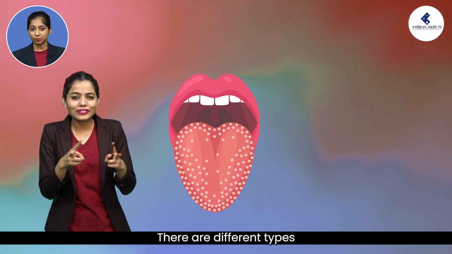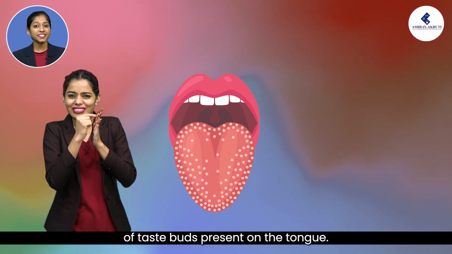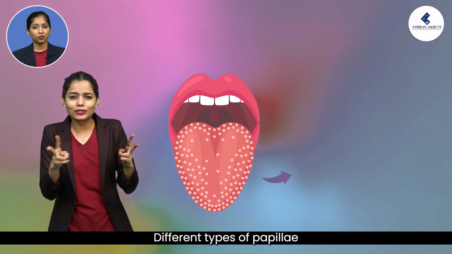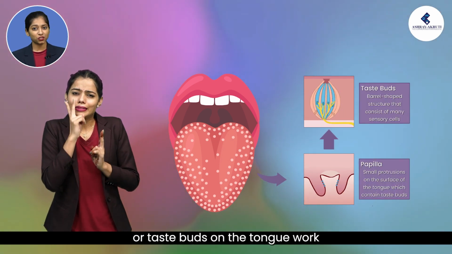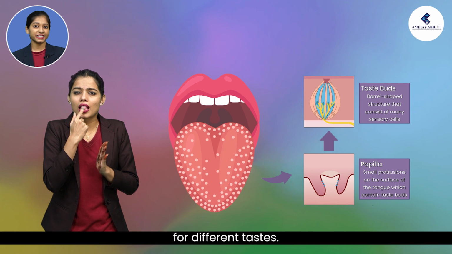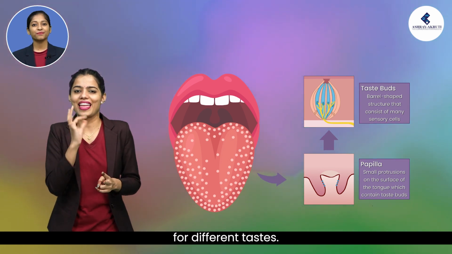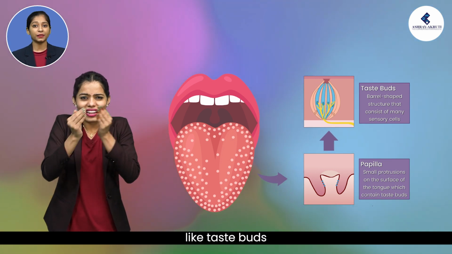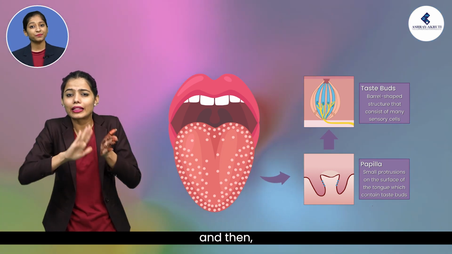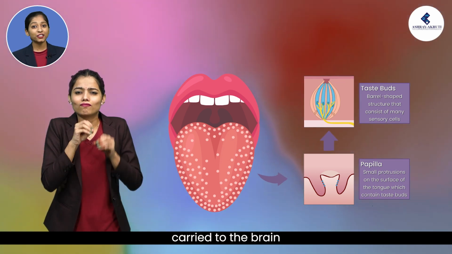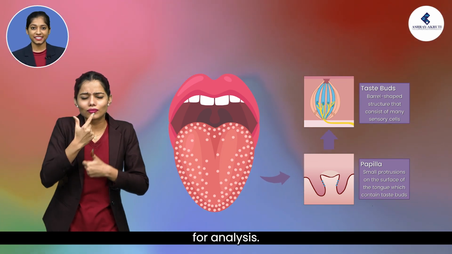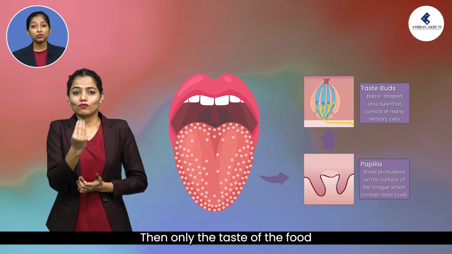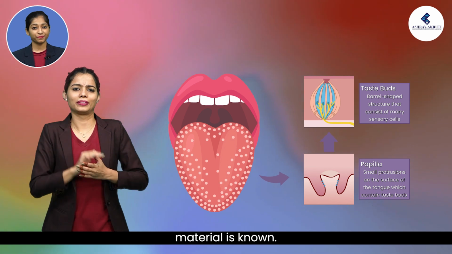There are different types of taste buds present on the tongue. Different types of papillae or taste buds on the tongue work for different tastes. The dissolved food enters into the cup like taste buds and then the sense of taste is carried to the brain for analysis. Then only the taste of the food material is known.